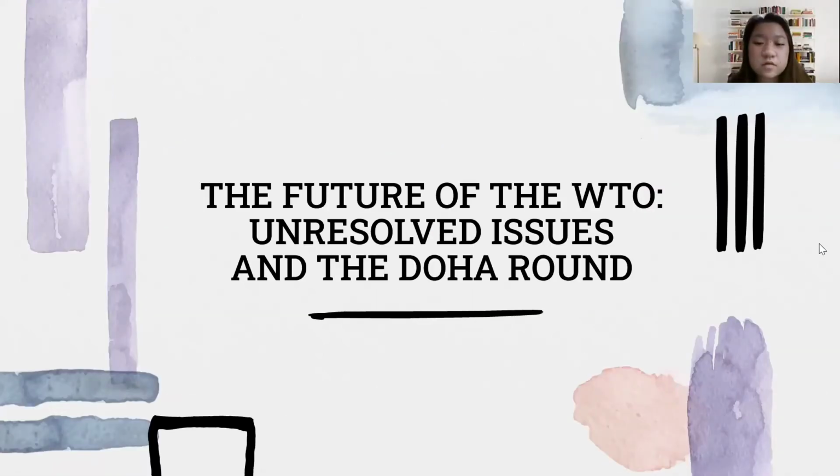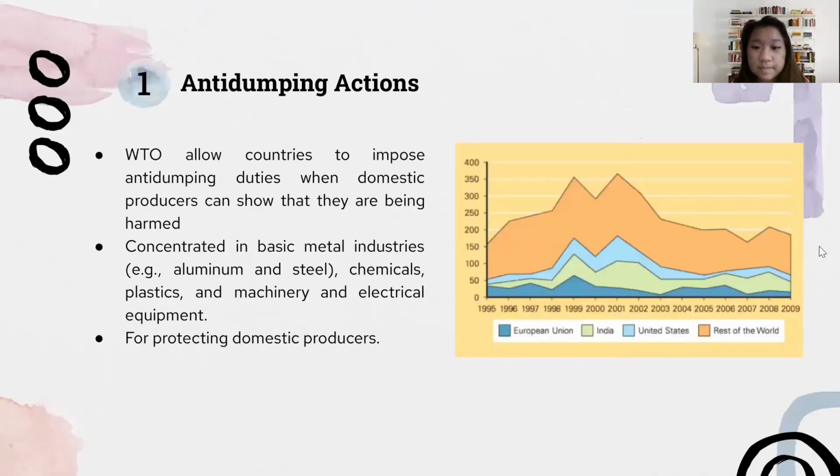So next, I want to tell about the future of the WTO, unresolved issues, and the Doha round. So the first unresolved issue is anti-dumping action. There are WTO rules that allow countries to impose anti-dumping duties on foreign goods that are being sold cheaper than at home or below their cost of production when domestic producers can show that they are being harmed.